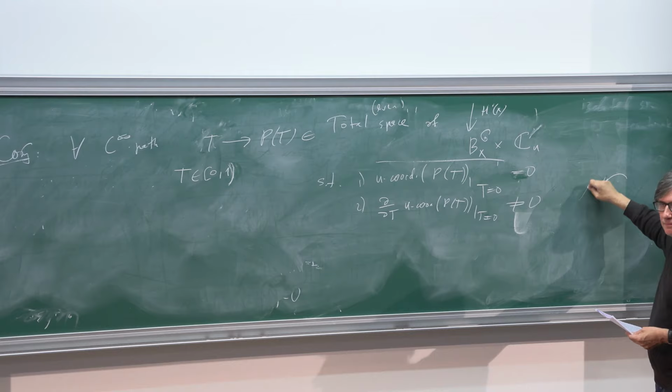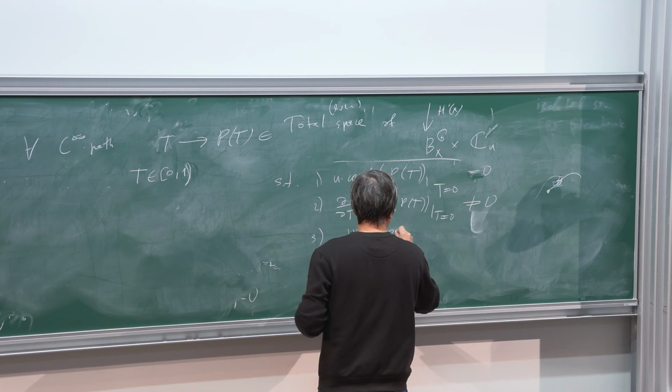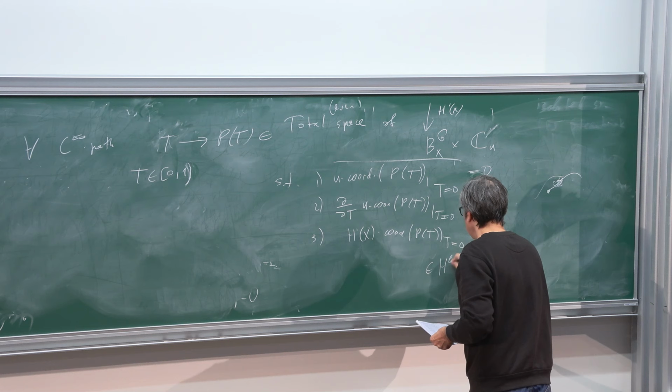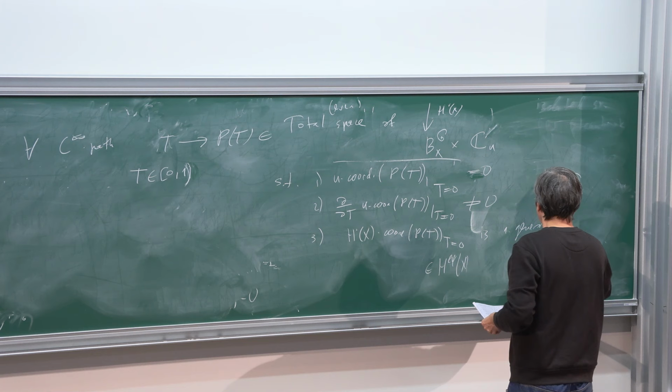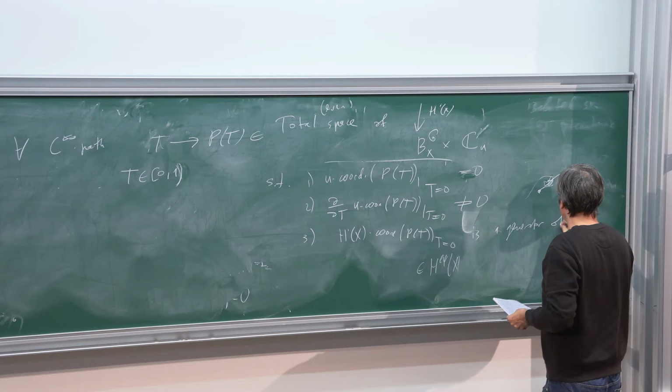And the third condition is that the x coordinate of P of T at T equal to 0 is a vector in cohomology, is a generator of a module. Recall, for the F bundle, the fiber is a module of a commutative algebra with the tangent space to the base. It's a generator of a rank 1 free module for quantum multiplication.